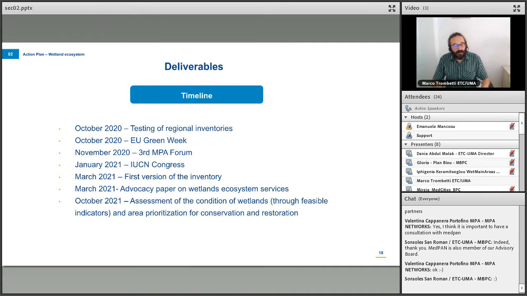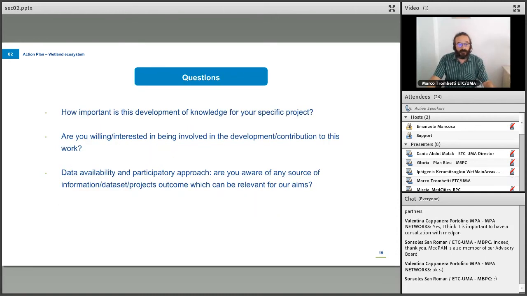But I think it's important, well, we'll have some occasion to showcase our product, our results already in October, the EU Green Week, in November, the MPA Forum, and in January, the EU Congress, probably we'll be able to present our first results, since the first version of the inventory is planned for March, together with the draft of the advocacy paper on ecosystem services. By October of the same year, we plan to have finalized this assessment. Then again, I want to remark again what is very important to us, that this approach we intended, and we'd like to be extremely participative.